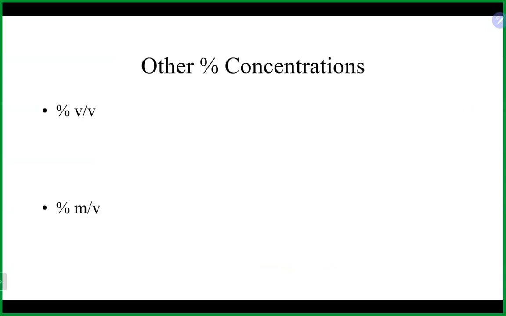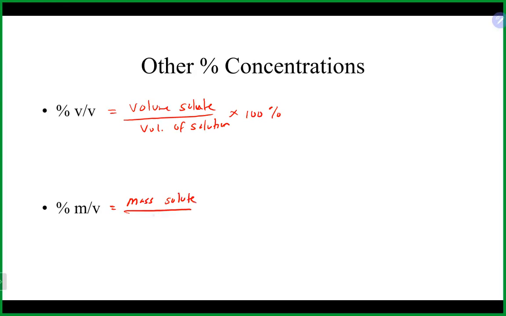Other concentration units that go with it are percent volume to volume, like in alcohol. This is the volume of solute divided by the volume of solution times 100%. In most cases this is milliliters over milliliters. There's also percent mass to volume, which is the mass of the solute over the volume of solution, and this is also times 100%.